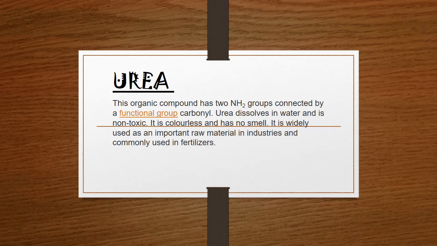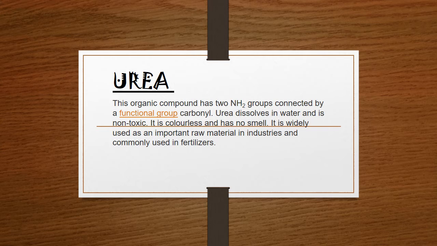So we have different functional groups: ether, carbonyl, aldehyde, ketone. The functional group present in urea is carbonyl, C double bond O, and NH2 is also a functional group. So in urea, two functional groups are combined: two NH2 amine groups are combined along with the carbonyl group.